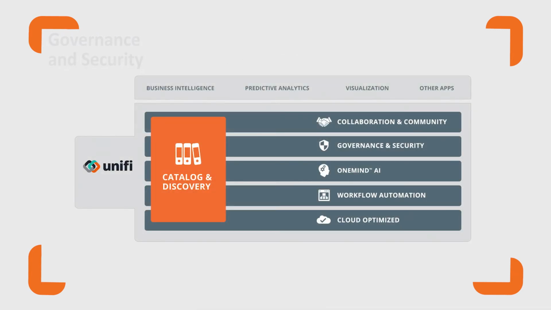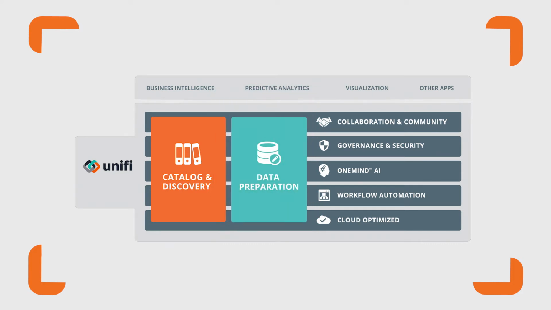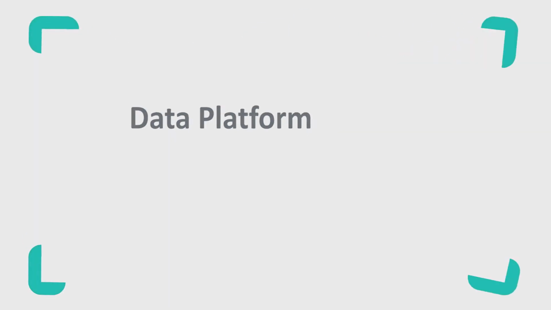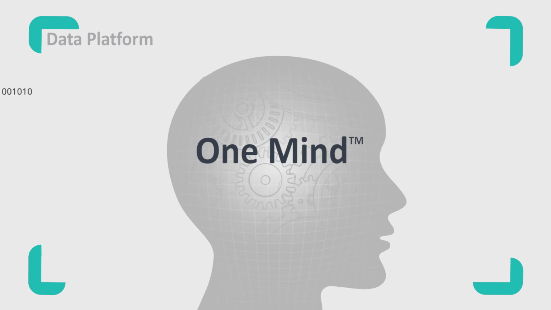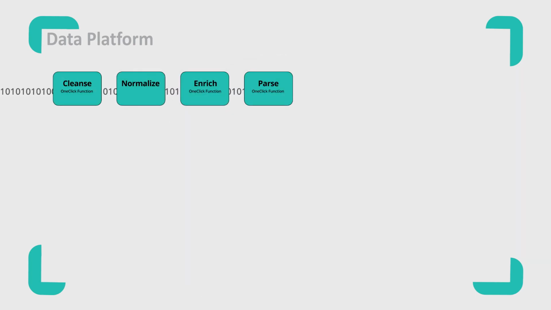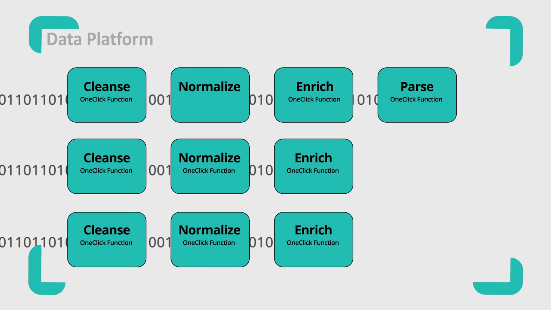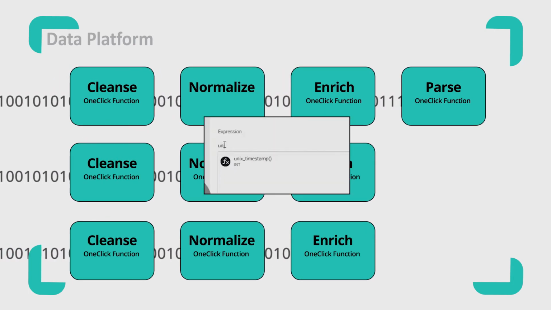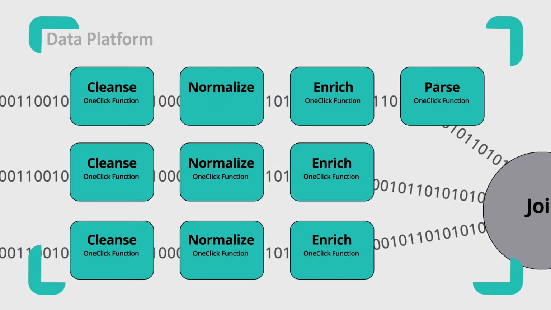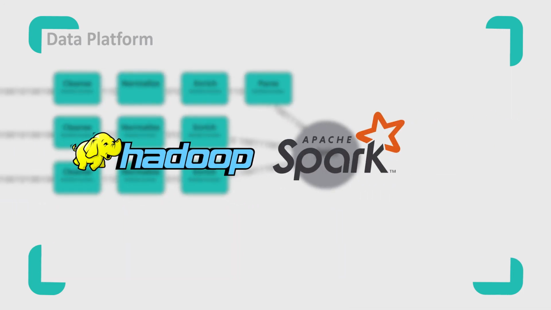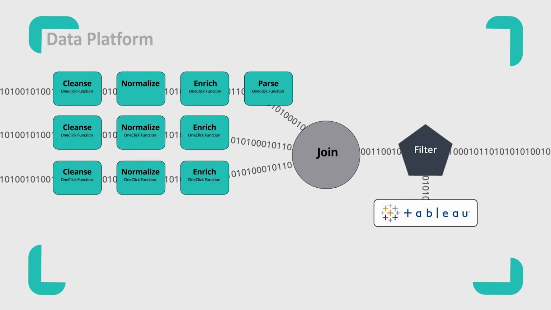Finding the data you need to complete analysis is one thing, but sometimes you need to prep that data before the insights will emerge, and this is where the Unifi Data Catalog seamlessly becomes the Unifi Data Platform. OneMind again drives the decisions in the prep features of the Unifi Data Platform. With one-click functions, traditional ETL or data prep tasks are quickly accomplished. And build your own functions with the syntactically accurate look-ahead editor. Process your transform in Hadoop or Spark, then output directly to Tableau or other file formats.